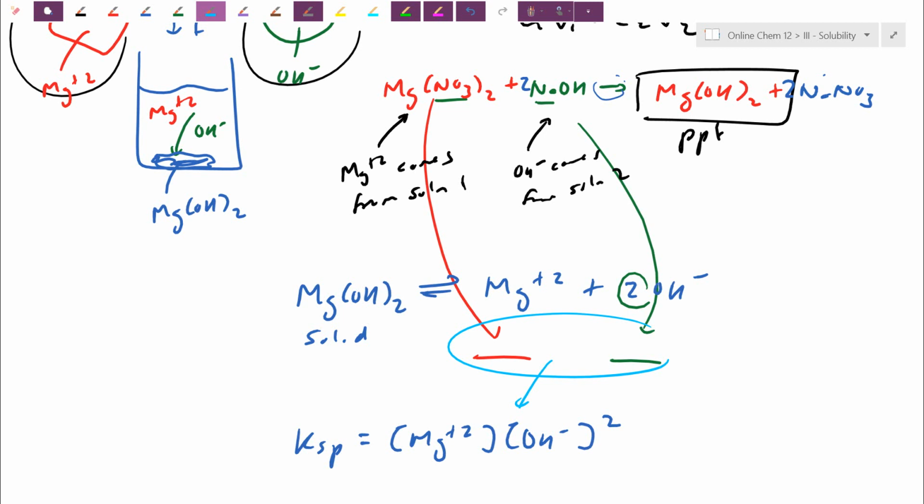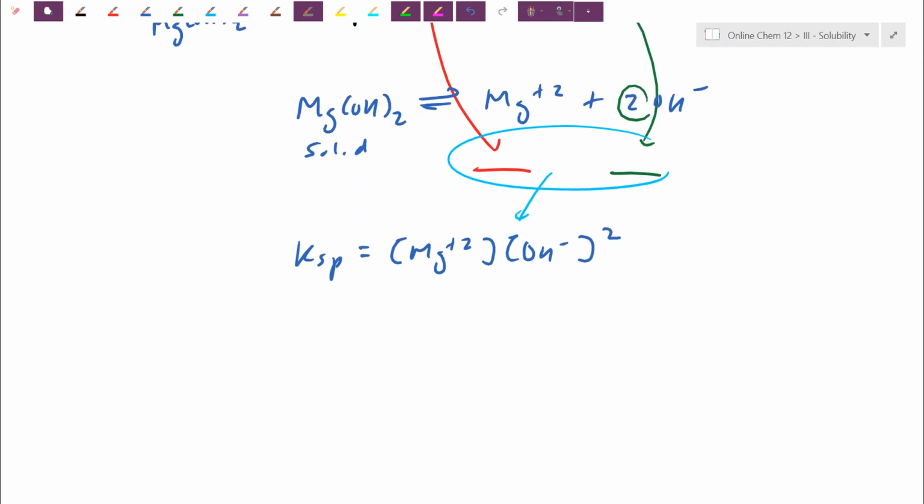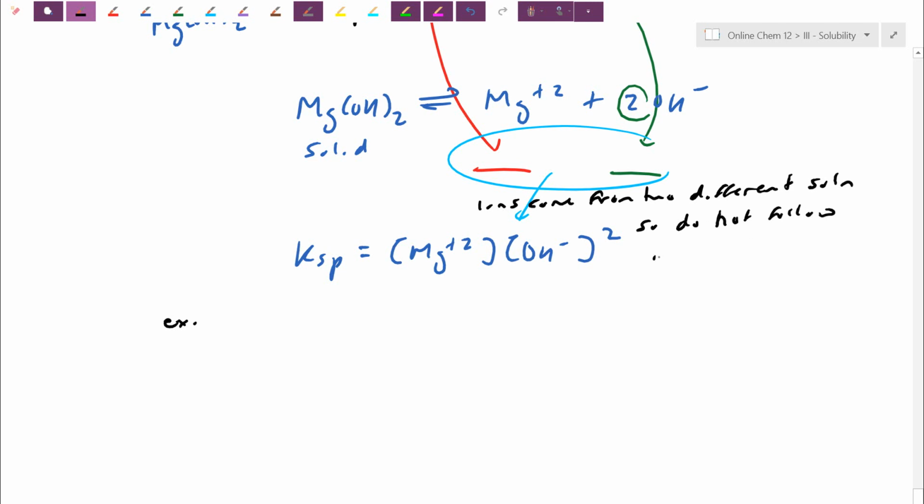But if I have these 2 numbers here, you can totally fine drop them into Ksp. Okay. So let me just do one of these examples for you here, and we'll end off with this. So new example, I may be at totally different temperature. Maybe I should write this down here. Ions come from 2 different solutions, so they do not follow the mole ratio. So one way follows the mole ratio, one way doesn't. You just need to identify for yourself which way is which.